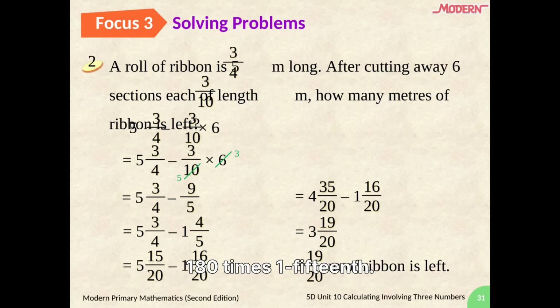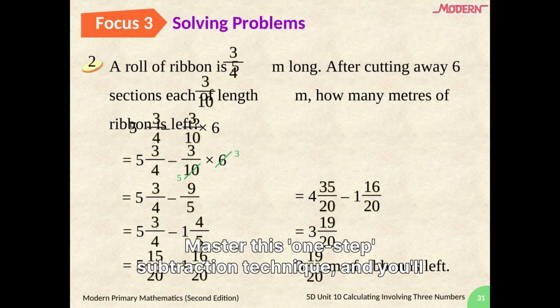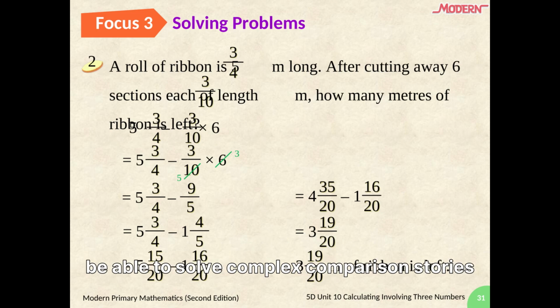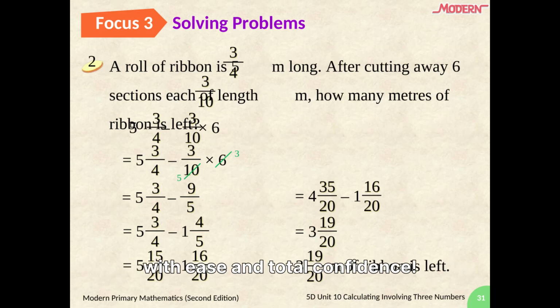180 times 1/15. Simplify. 180 divided by 15 is 12. So there are 12 more cartoon stickers than animal stickers. This slide proves that brackets are just as powerful for subtraction as they are for addition. They act as a container for your comparison logic. Master this one-step subtraction technique, and you'll be able to solve complex comparison stories with ease and total confidence.